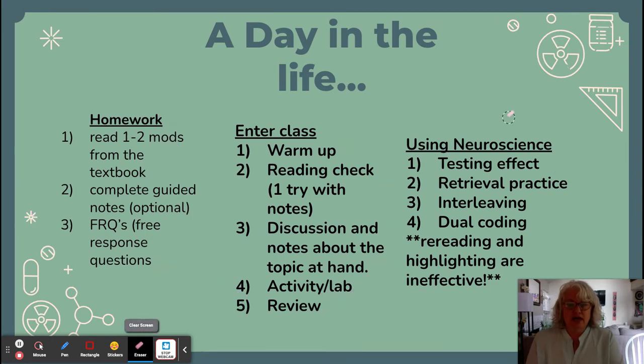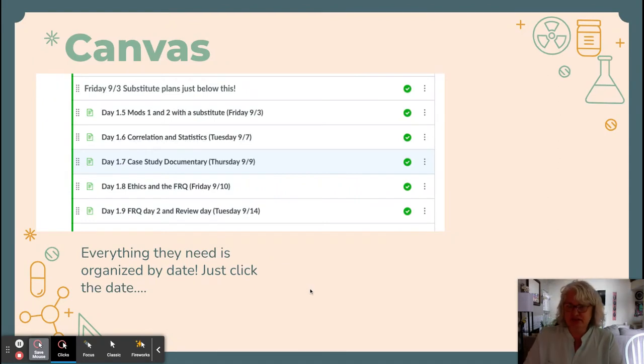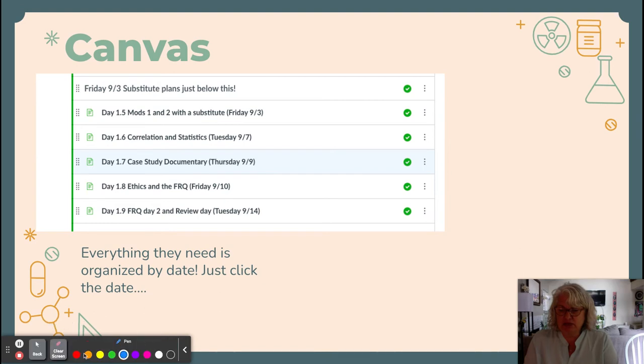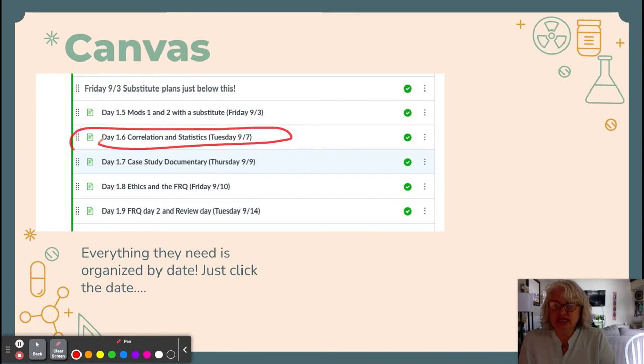So, all right, next we are going to go into grading. Well, let's talk about Canvas first, sorry. So Canvas I use pretty heavily. Basically, I organize everything by class day. So if you look at this, let me get a little pen and I will draw on it. So for example, yesterday or Tuesday, we went over correlation and statistics. So the date is right there.